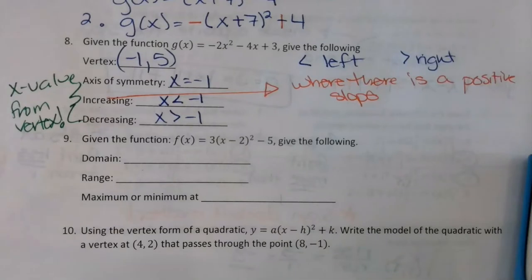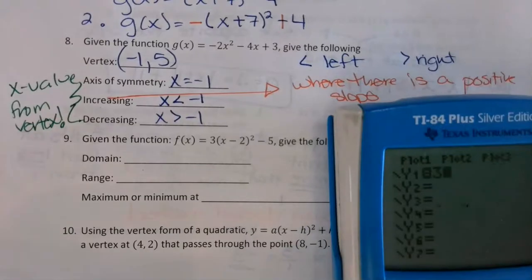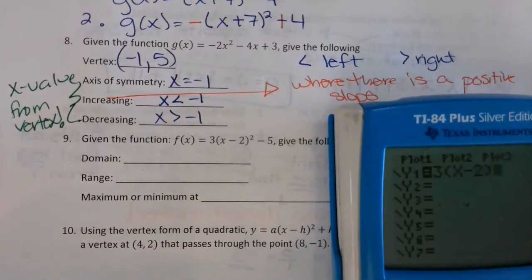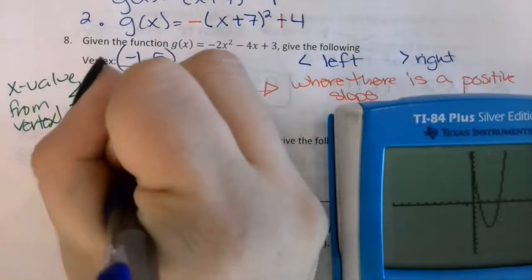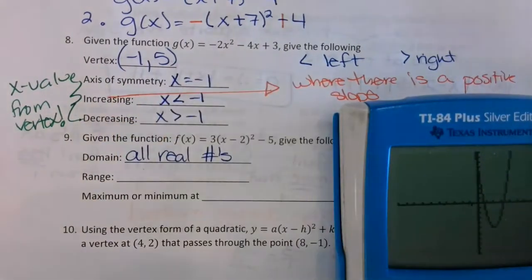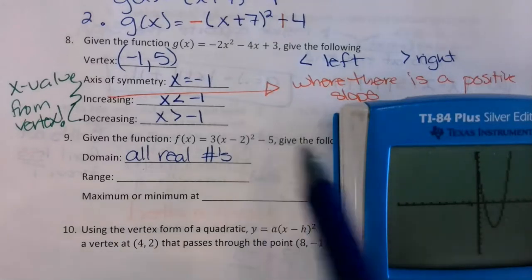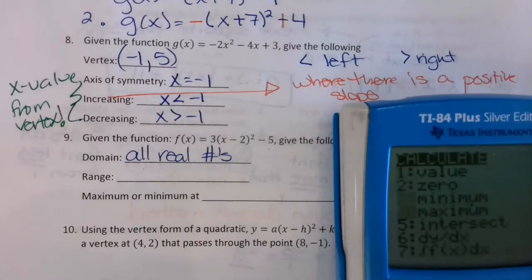Okay. Number 9 wants me to give the domain and range, so I'm going to go graph these. Okay. This one wants me to give the domain and range. Remember, for quadratic equations, my domain is always all real numbers. My range is from my low point up. So since this one is in vertex form, I know my minimum value is -5. But if I wasn't sure, I could always go second, trace, and this one was a minimum.